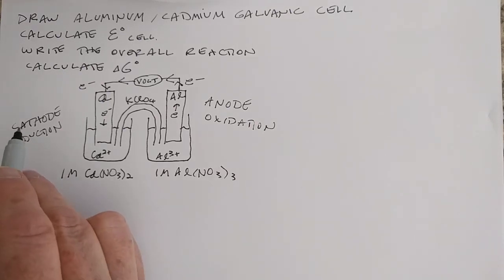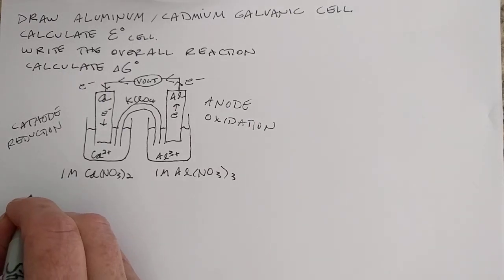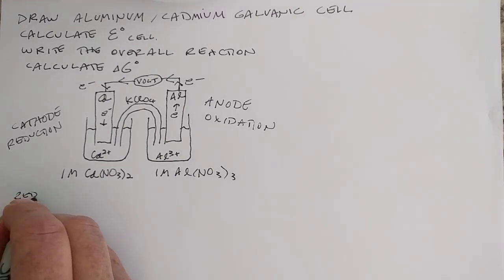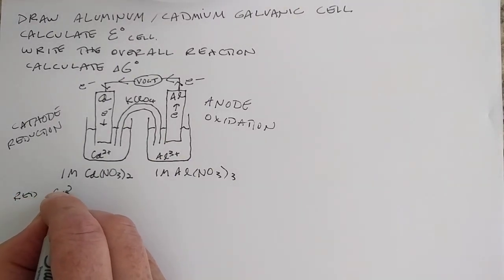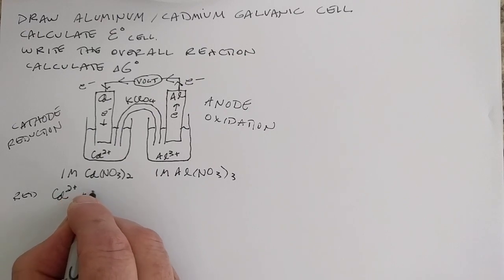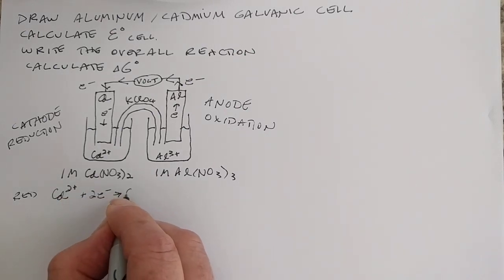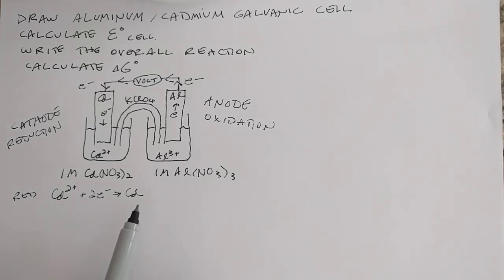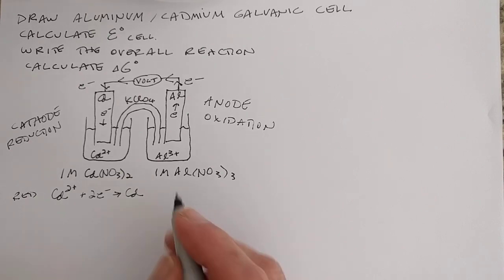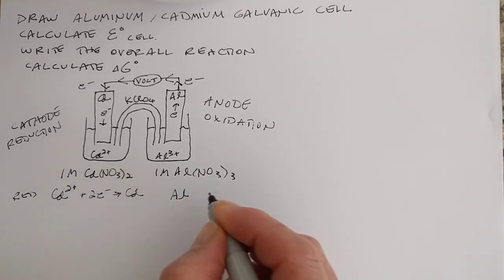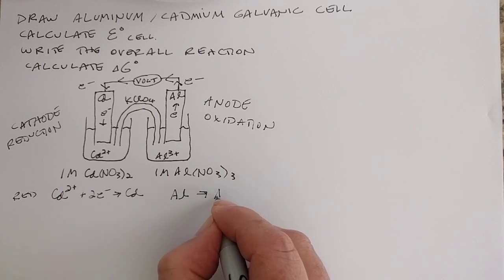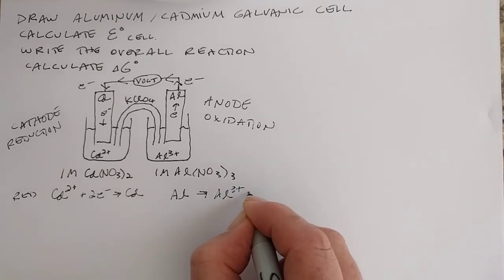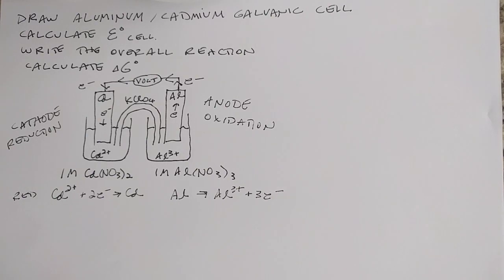So this, we said, is the reduction. So our reduction half reaction is the Cd2+ ions take 2 electrons and become solid Cd. Remember, LEO says GER, reduction is gain electrons. In our other compartment, our anode, where we have the oxidation, this is where our aluminum metal loses electrons and becomes Al3+ plus 3 electrons.